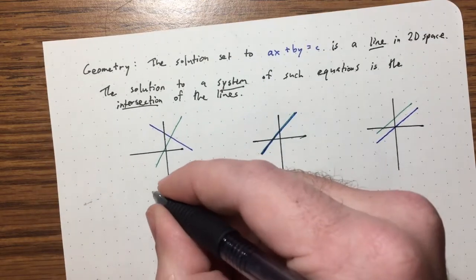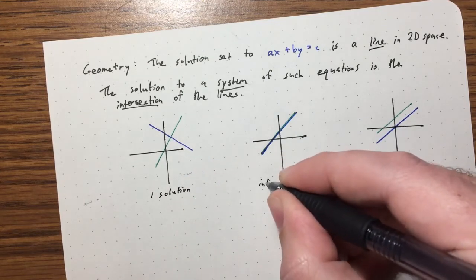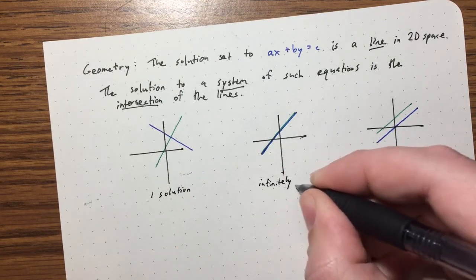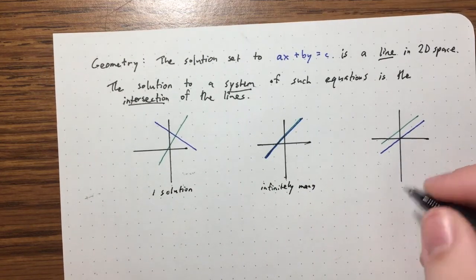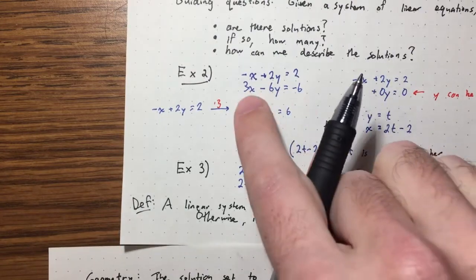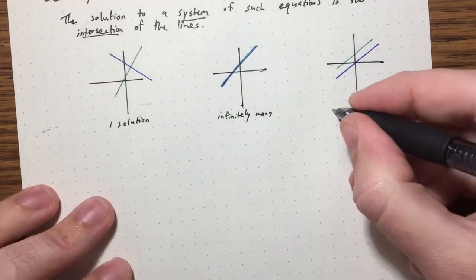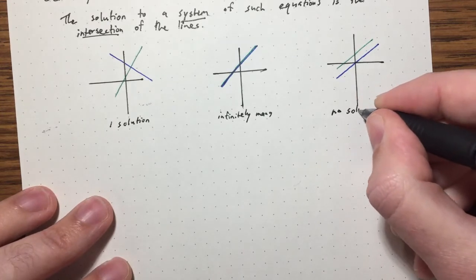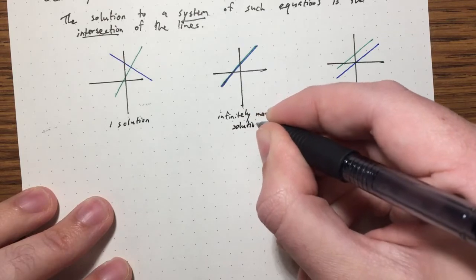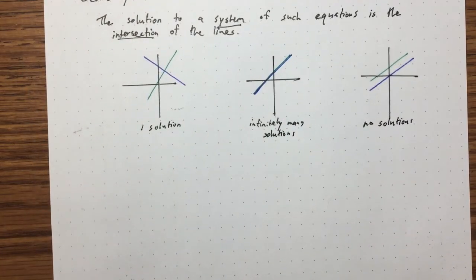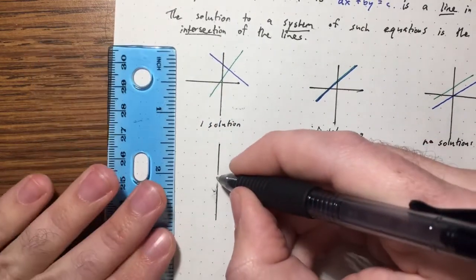So this corresponds to one solution. This one corresponds to infinitely many. The two lines are basically the same line. That's like this one here. These both actually describe the same line. And this one is no solutions. Okay, really quick, what if we were to add a third equation to the system?